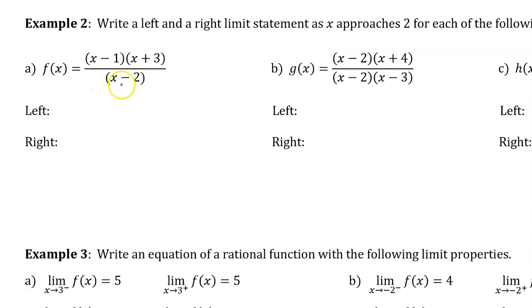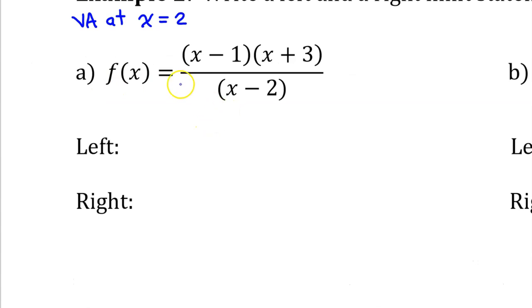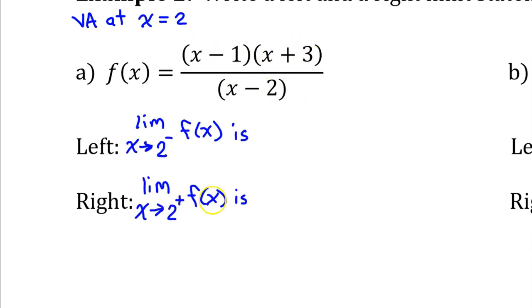Look at part A. Will we have a hole at x equals 2 or a vertical asymptote at x equals 2? It'll be a hole if the x minus 2 cancels out. If it doesn't, it's a vertical asymptote. It's going to be a vertical asymptote at x equals 2 because the x minus 2 does not cancel out with anything. Since we have a vertical asymptote at x equals 2, the limit from the left or right will either be positive or negative infinity.